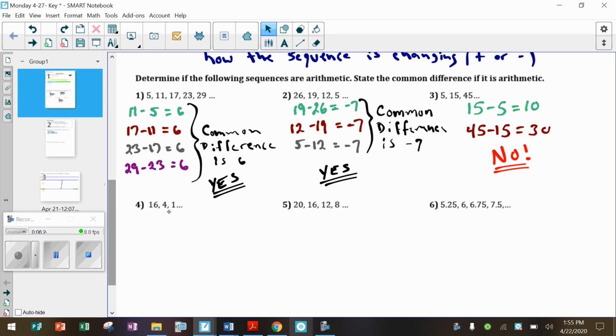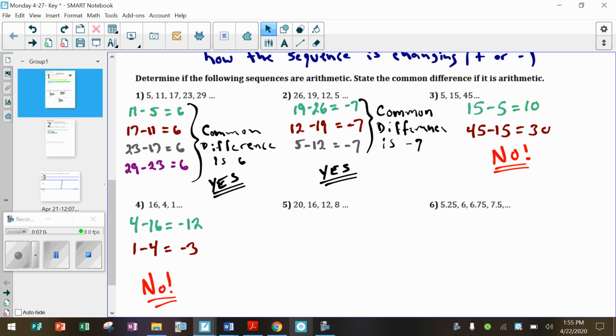Example 4. Let's take 4 minus 16 and check for our difference. Then we take 1 and 4 and check for our difference, and they are not in common. So I would like you to pause the video and test to see if number 5 and number 6 are or are not an arithmetic sequence. If it is, I want you to find the common difference for me. So pause the video, get the subtraction going to see if it is or is not a common difference, and then hit play again.